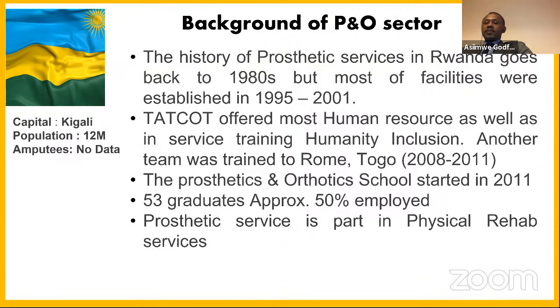and 2011. So later Rwanda thought about it and started the School of Prosthetists, and although this program is being learned in the College of Medicine and Health Sciences, which started in 2011, it has graduated 53 graduates so far, and half of them are employed, most of them in government institutions, private institutions, as well as some NGOs. Another thing is that prosthetic services in Rwanda are being counted as part of physical rehabilitation services. So it's one of the things we also have to talk about.